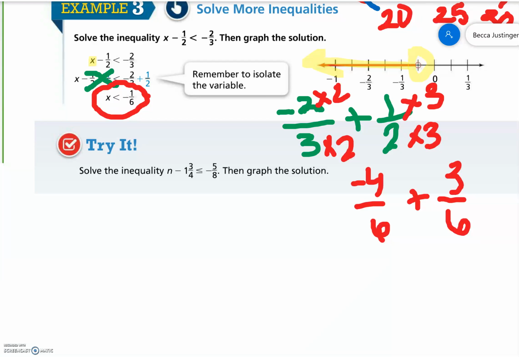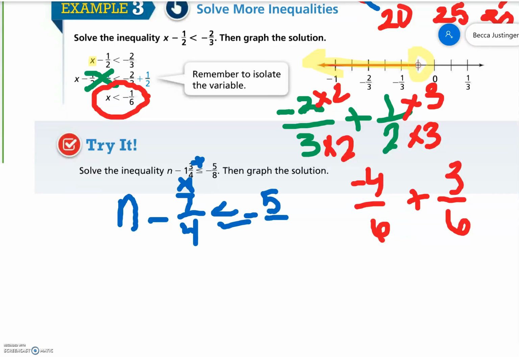All right, solve the inequality n minus 1 3/4 is less than or equal to negative 5/8. Okay, the first thing I'm going to do here, just because I see this happening, is I need a common denominator and I need to make these improper fractions. So let's make it an improper fraction first. We multiply and add. So 1 times 4 is 4, plus 3 is 7. So we've got n minus 7/4 is less than or equal to negative 5/8.